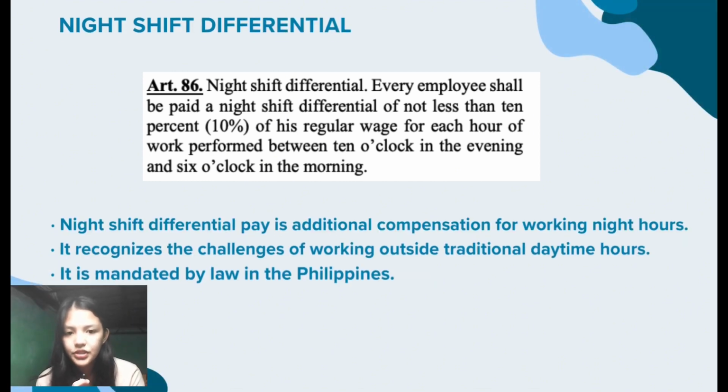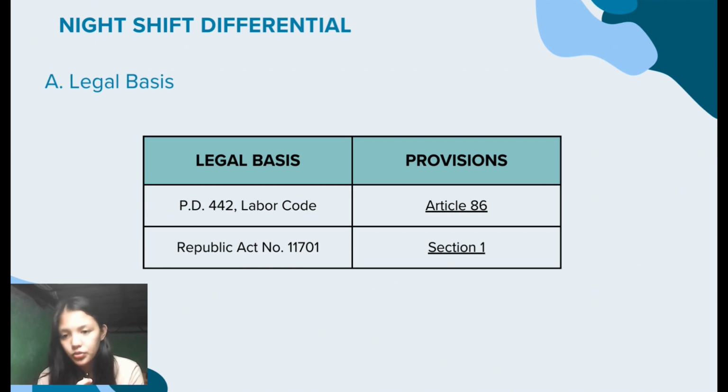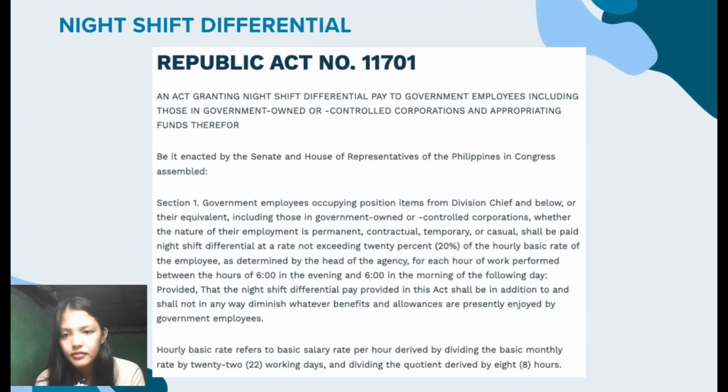This means employees who work outside traditional daytime hours receive extra pay on top of their regular wages. So the legal basis for night shift differential are Presidential Decree 442, Labor Code, Article 86, which I already discussed, and Republic Act number 11701, Section 1, an act granting night shift differential pay to government employees, including those in government-owned or controlled corporations and appropriating funds therefore.